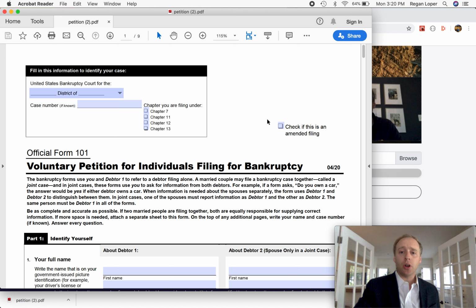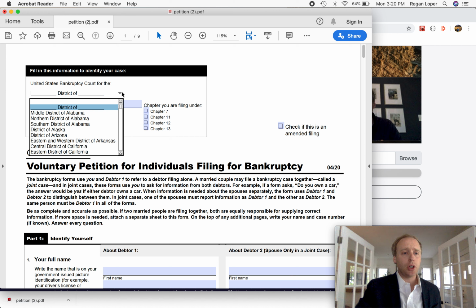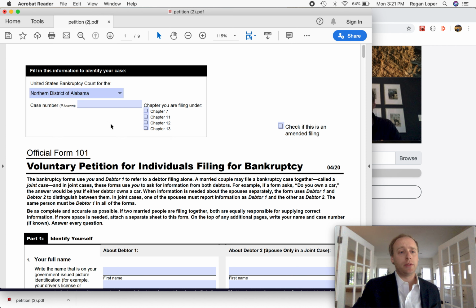So let's start with Ashley Adams, how she filled out the voluntary petition so that you might be able to have a good starting place. She lived when she filed in Huntsville, Alabama. And so the court where that district is, Northern District of Alabama. So she selected that option.